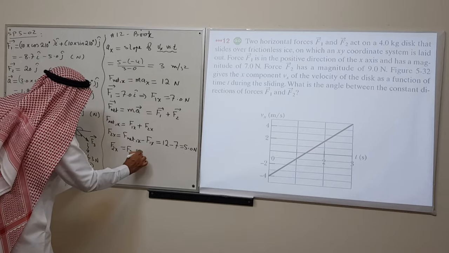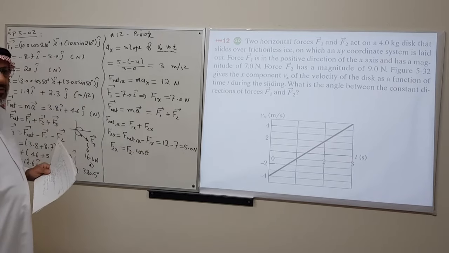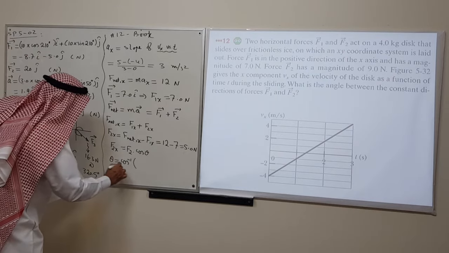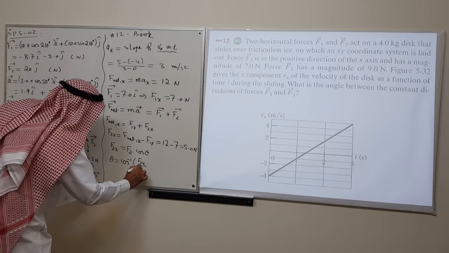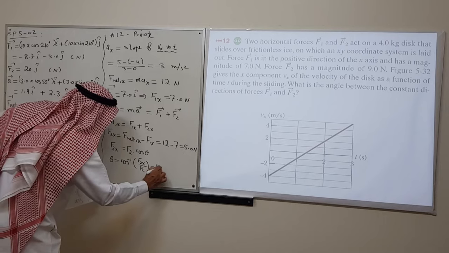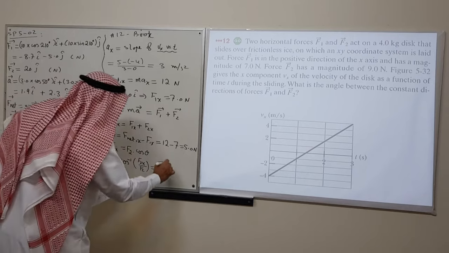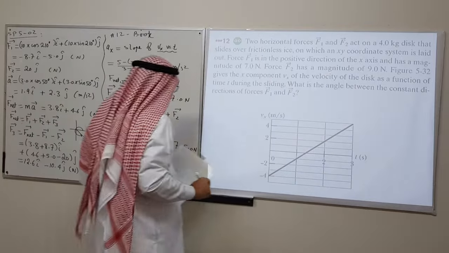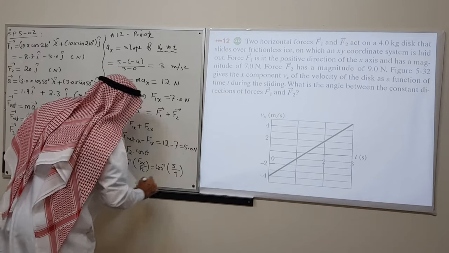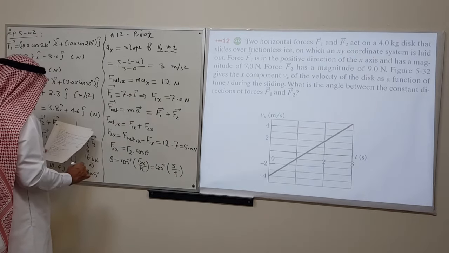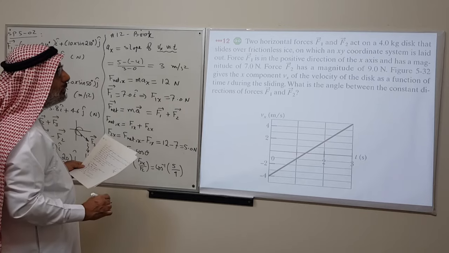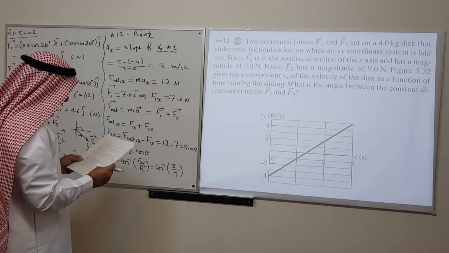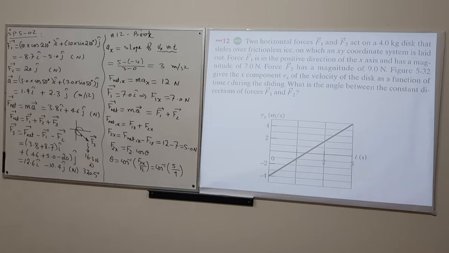And now remember that the x component of any vector is equal to the magnitude of the vector multiplied by the cosine of the angle it makes with the positive x direction. So the angle it makes is cosine inverse of F2x divided by F2. F2x is 5, and F2 itself has a magnitude of 9. So it is cosine inverse of 5 over 9, and let me get that here.